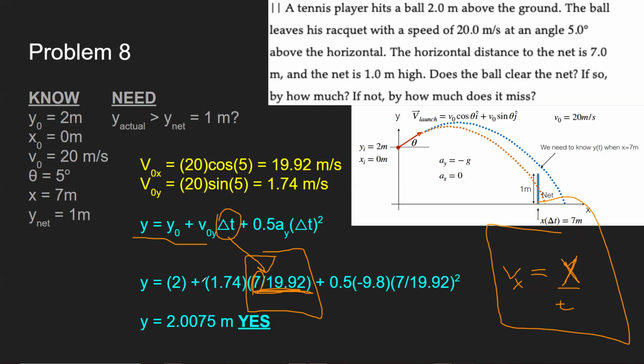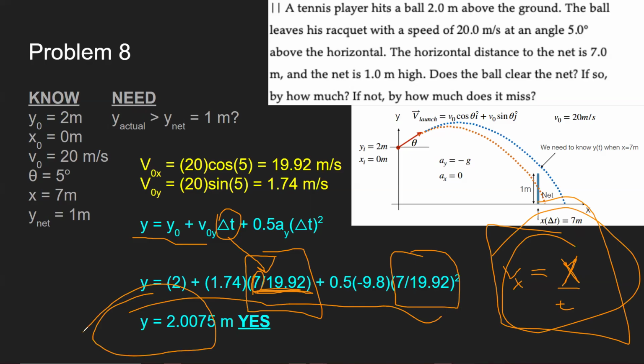Since velocity is constant in the x direction, we were able to know that it's just going to be the distance divided by velocity using this equation. And so 7 divided by 19.92, and you plug that in there, you know everything else, and then the answer is 2.0075, and that is higher than 1. So that means yes, it clears the net, and by how much? 1.0075 meters.